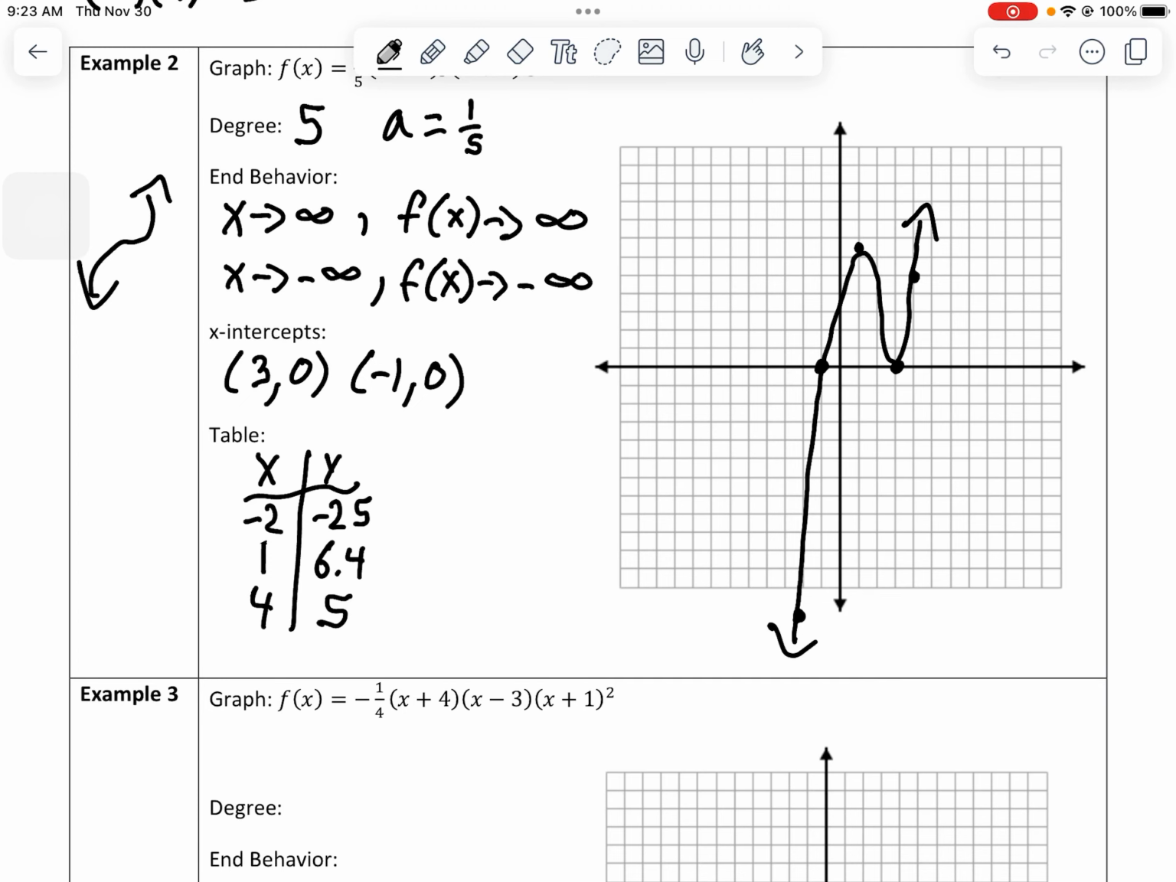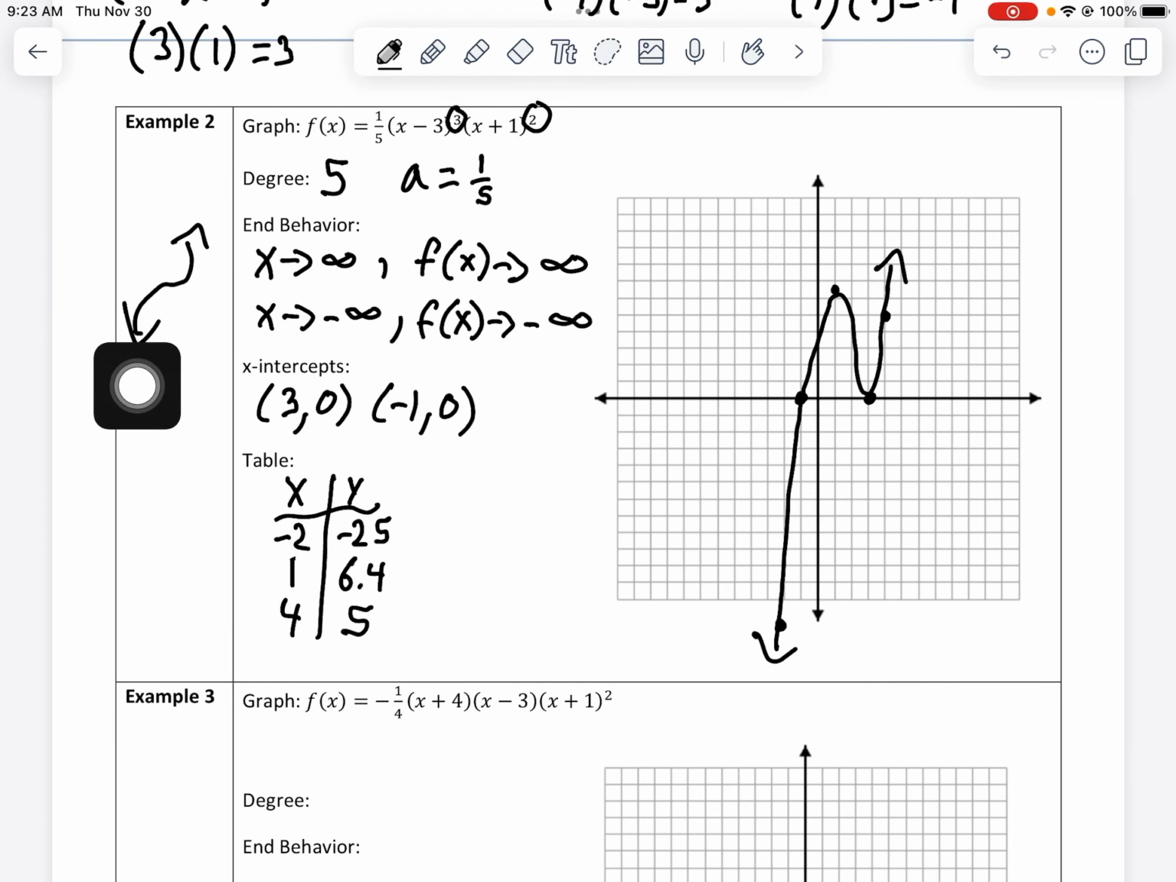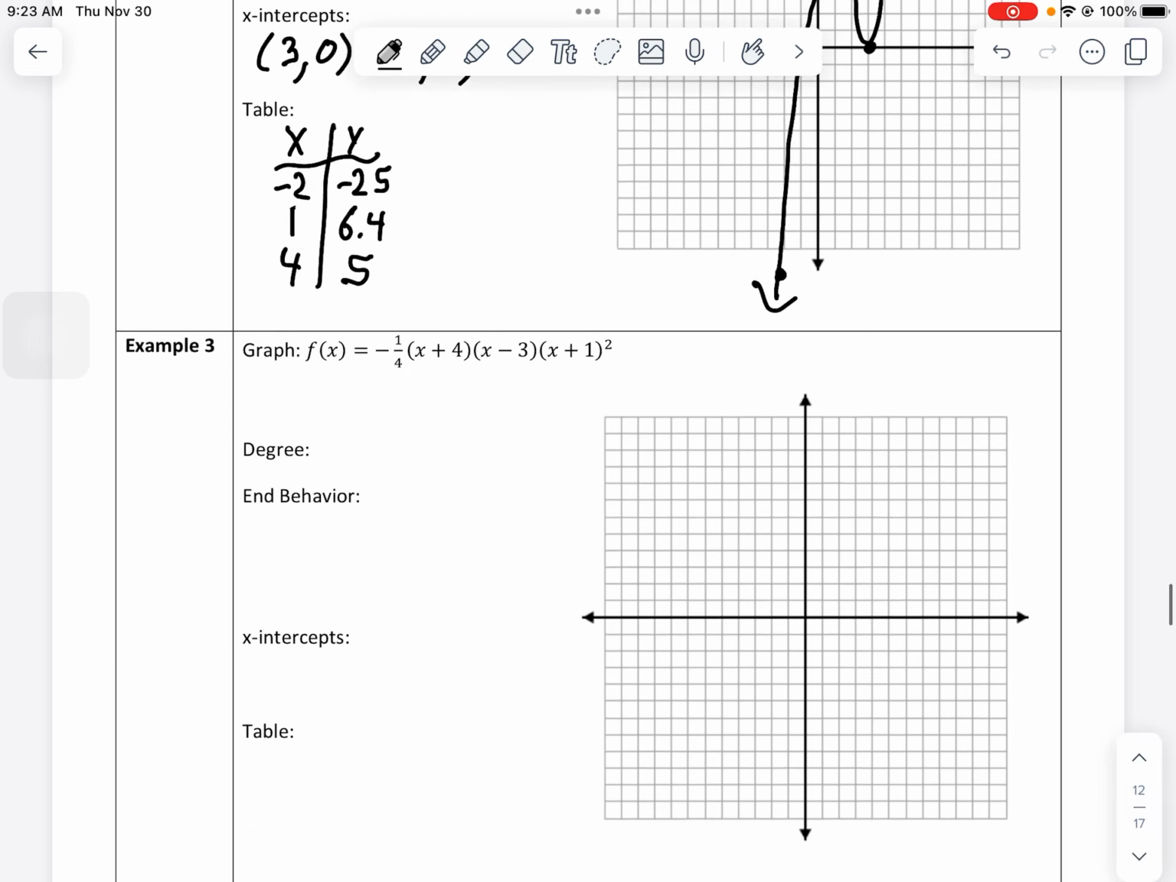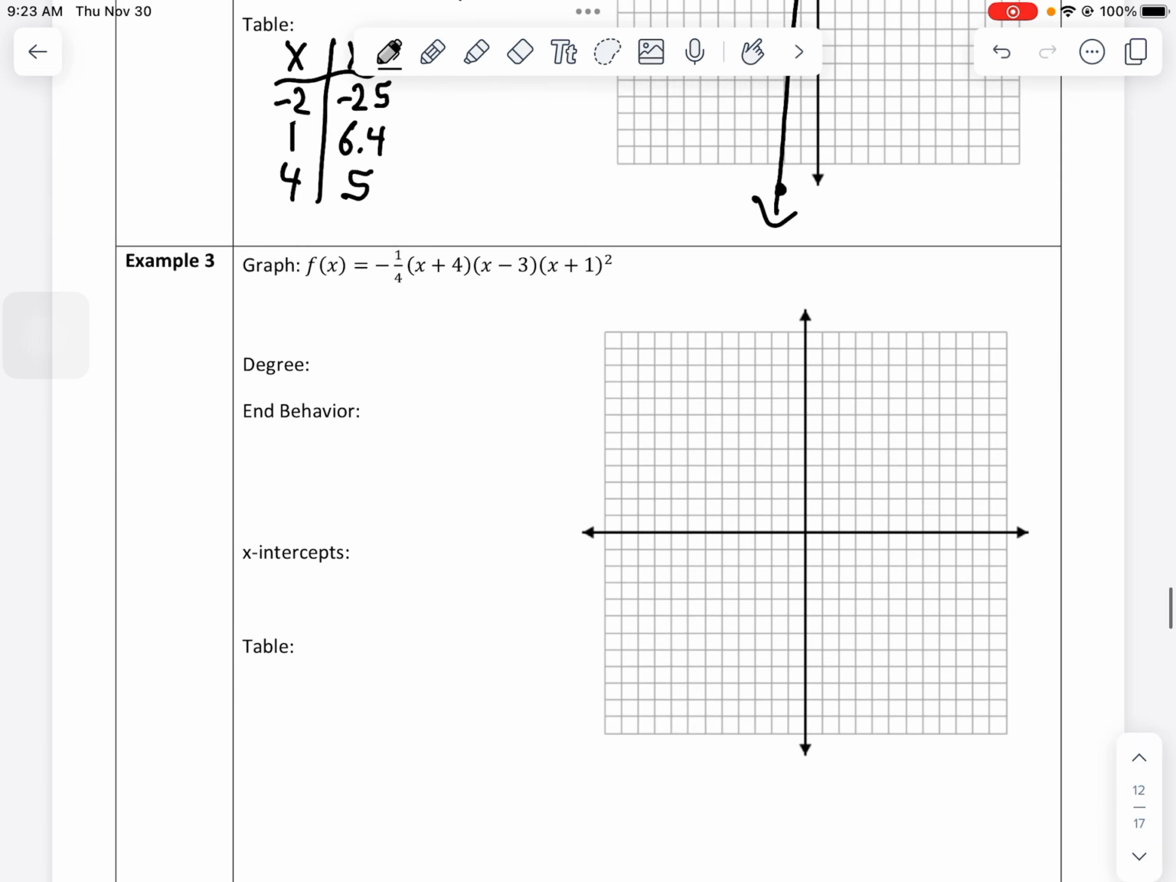Okay, and that does match the same end behavior we were talking about. Our left tail is going down, the right tail is going up. It only has 2 turning points, but that's fine. It's a 5th degree, so we could have up to 4 turning points in this case. All right, let's go ahead and try one here.